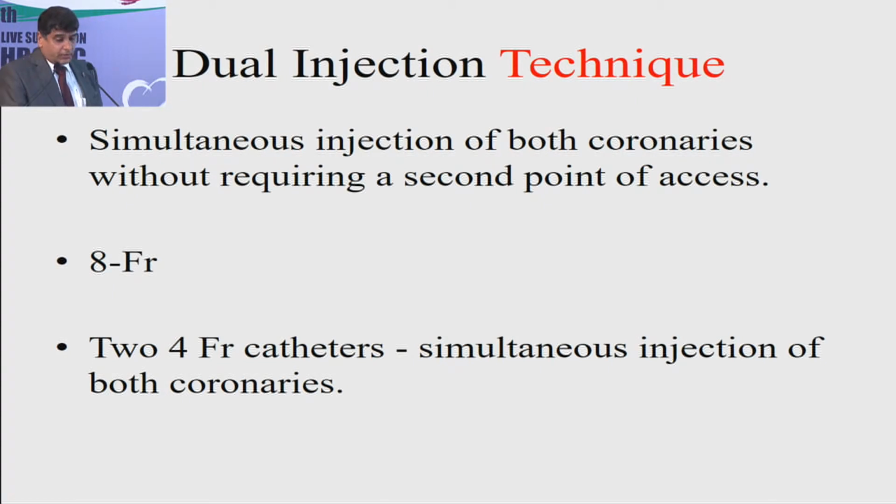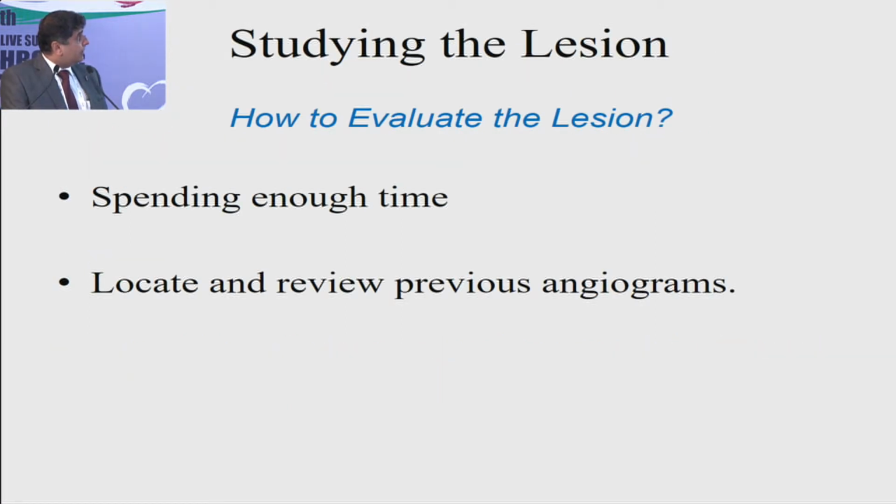You can also inject through a single port. If you can adopt an 8 French femoral sheath, through which 4 French catheters can be taken in, simultaneous injections of both coronaries can be accomplished through one access. One has to spend significant effective time to evaluate the lesion, and if you can have access to a previous angiogram, it's extremely critical to see it as well, because you'll have to know what is new as against what's been there for a very long time.